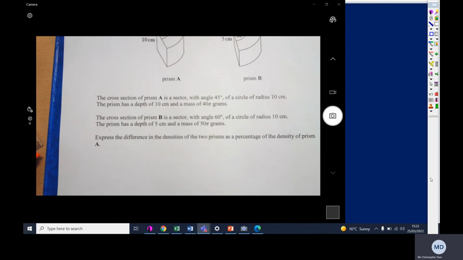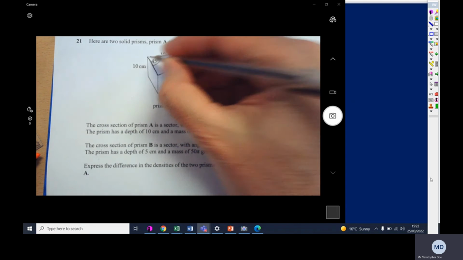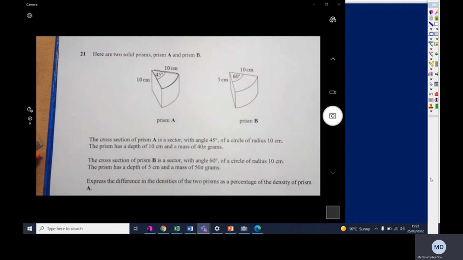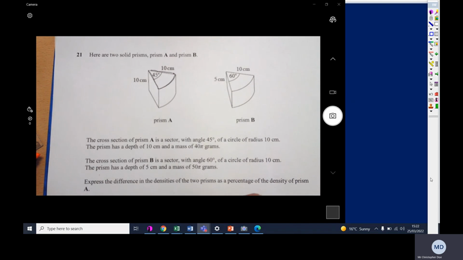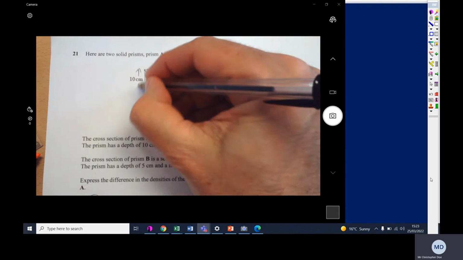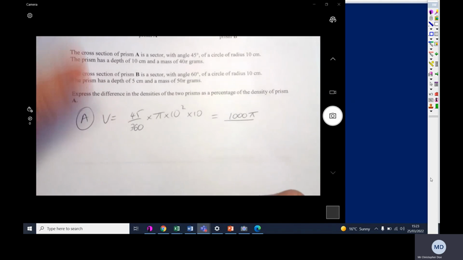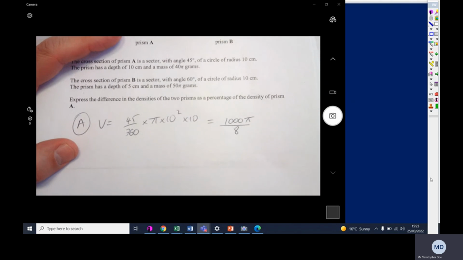Okay, question 21. We are finding the volume of the first one. So we find the volume of the sector. So we find the area of a whole circle. So for A, we'll get the area first of all is 45 over 360 because it's part of the circle times pi r squared, which is pi times 10 squared. Now to get the volume, I've got to times that by the height. I've got to times that by another 10 to give me the volume. Tidying that up, we've got 1000 pi and then 45 over 360. Sorry, 45 over 360 cancels down to be 1 over 8.